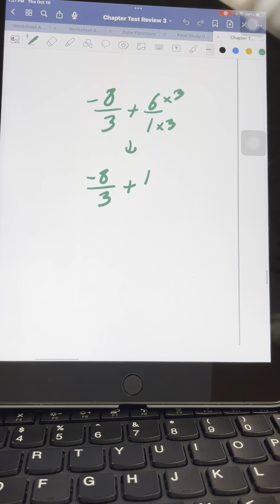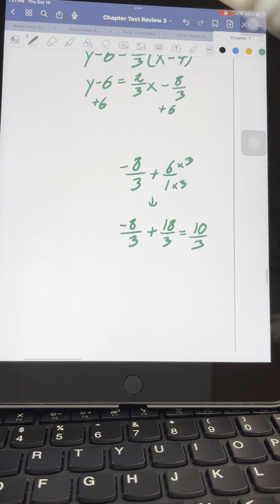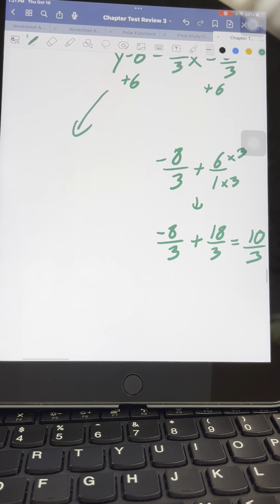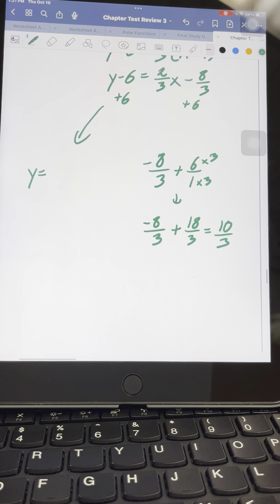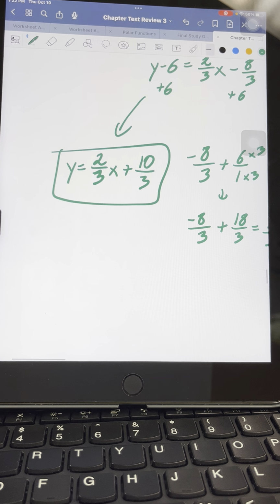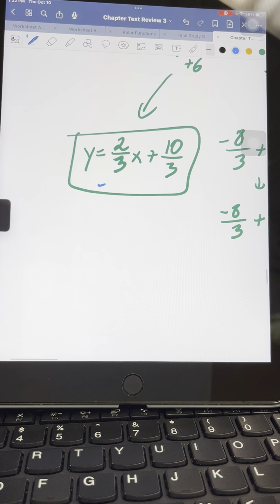(18/3). And what's -8 plus 18? That is 10/3. So my final answer is going to be y equals 2/3x plus 10/3. Now from here, I'm just going to turn this into the standard form. In order to do that, I'm going to subtract 2/3x. So now my answer should be -2/3x plus y equals 10/3.